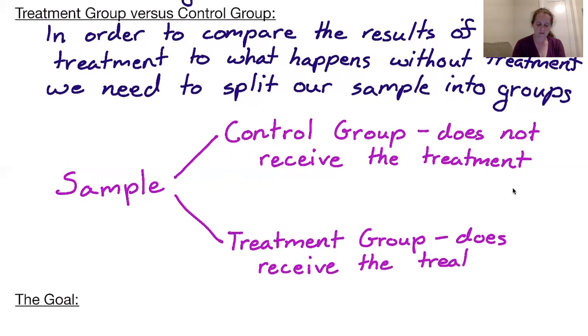If we're trying to compare multiple treatments, then we might need multiple groups, or more groups than two. So we could have the control group, treatment group 1 that receives the first treatment, treatment group 2 that receives another treatment.